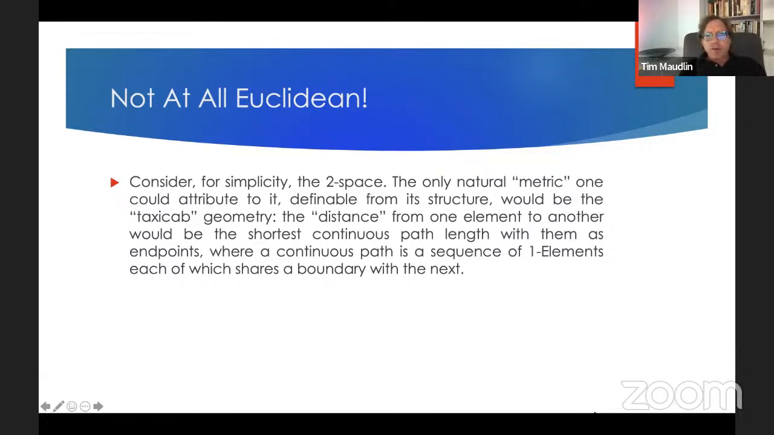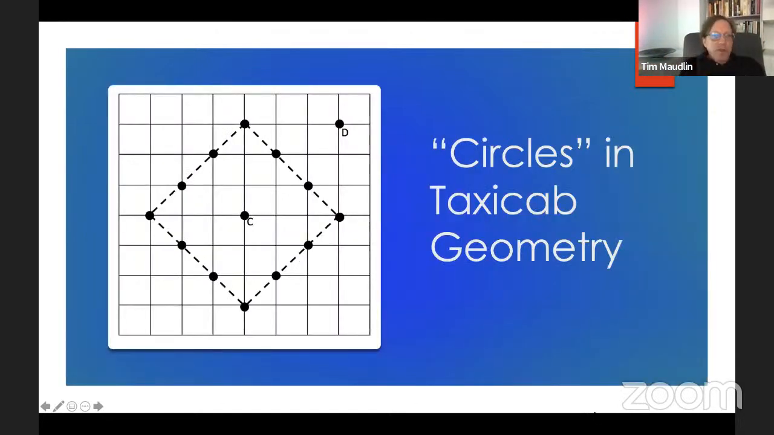And if you use that to define lengths and distances, then in the two-dimensional case you get what's commonly referred to as taxicab geometry, right? So you just count how far it is from this point to this point. Well, you have all of these continuous paths that can take you from here to here, which go via connecting 1 elements, and you take the shortest such path and call that the distance, right? And if you do that, then the things you would define as circles just don't look circular, right?